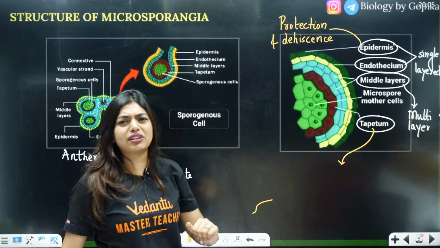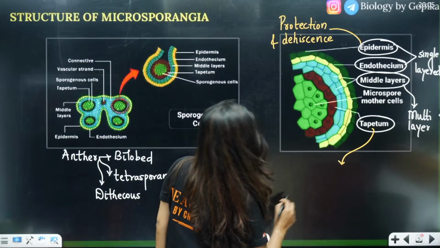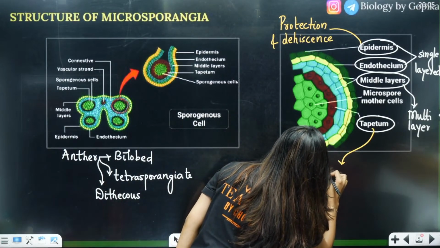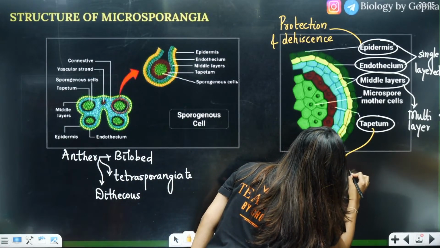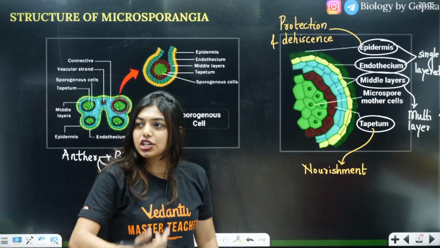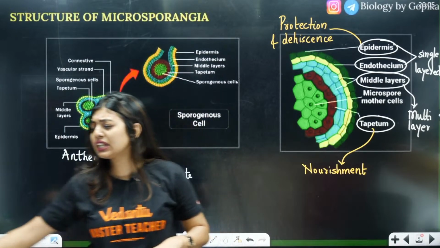Ma'am, then what is the use of tapetum? Tapetum definitely does protection, students, but mainly it is going to do the nourishment. Nourishment for what? For the growing pollen grains, the growing male gamete. Clear to all of you? Yes or no?